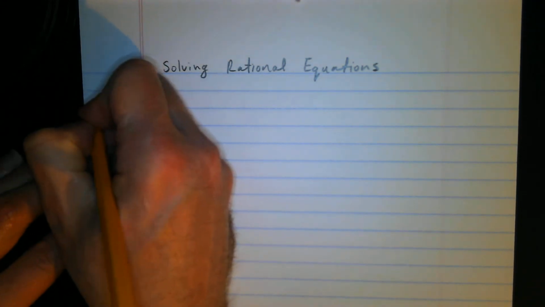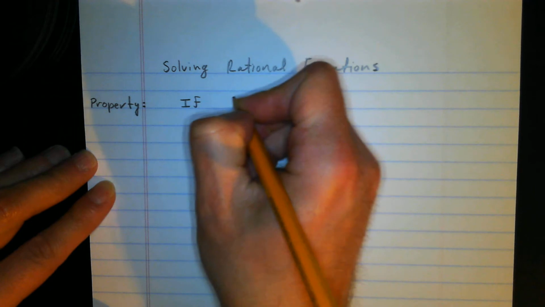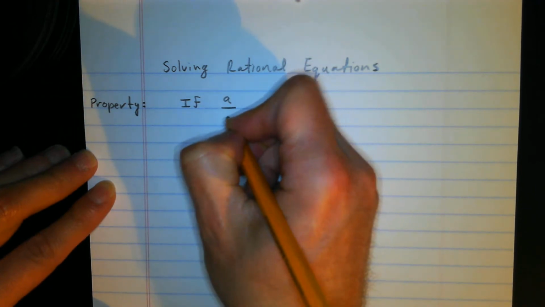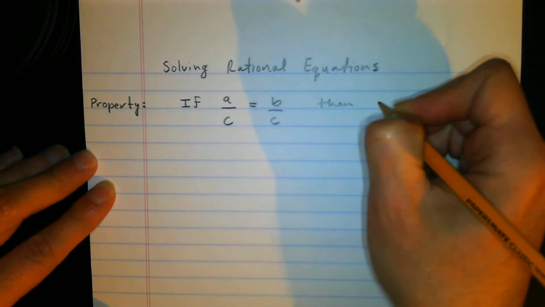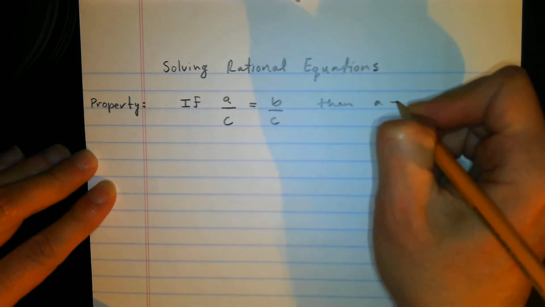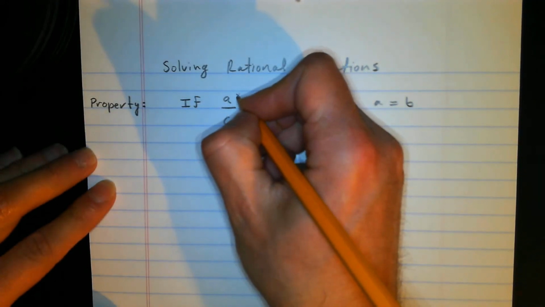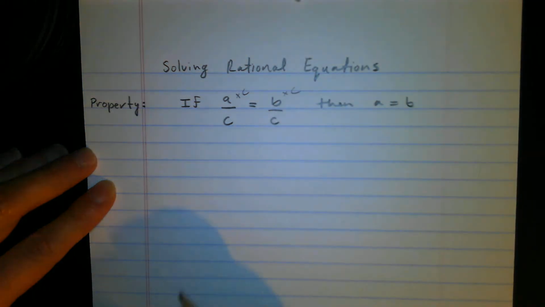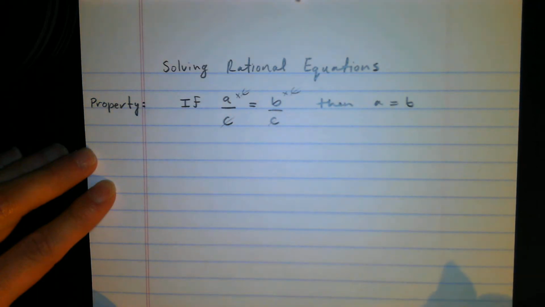All right, now, first things first, let's just take a quick look at a property of the real numbers. It just says that if A over C equals B over C, then it must be true that A equals B. And this is just another way of restating that if I were to multiply both sides by C, like so, the denominators would cancel out, and we'd just be left with A equals B.